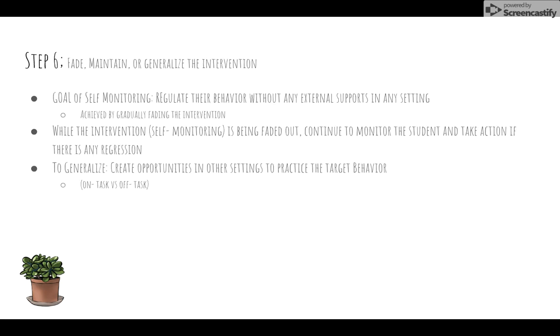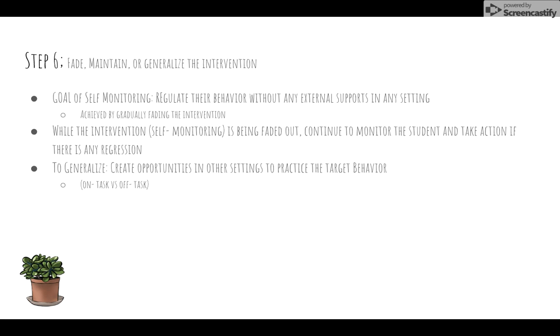And in step 6, you fade, maintain, or generalize the intervention. The whole goal of self-monitoring is so a student is able to regulate their behaviors without any external supports. So they don't need this tracking and monitoring. They don't need a reward system. And that's achieved by gradually fading the intervention, meaning you take away the self-monitoring. That can be increasing the cue interval time, a variety of things.